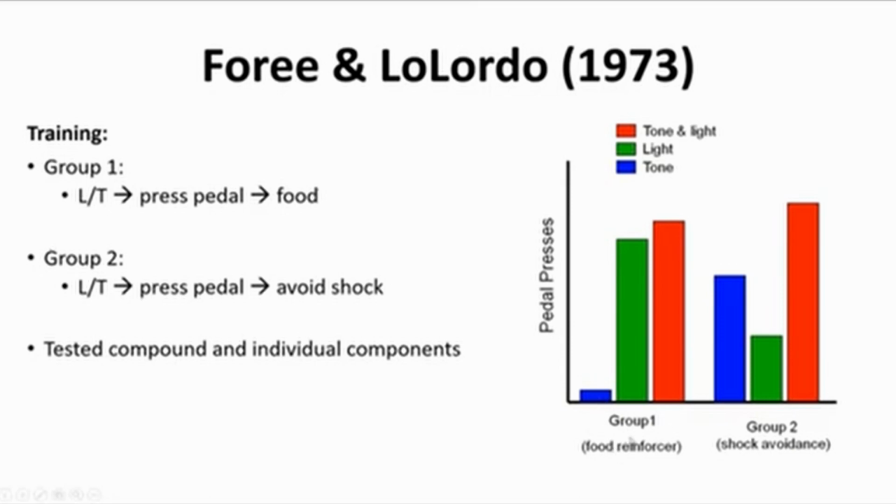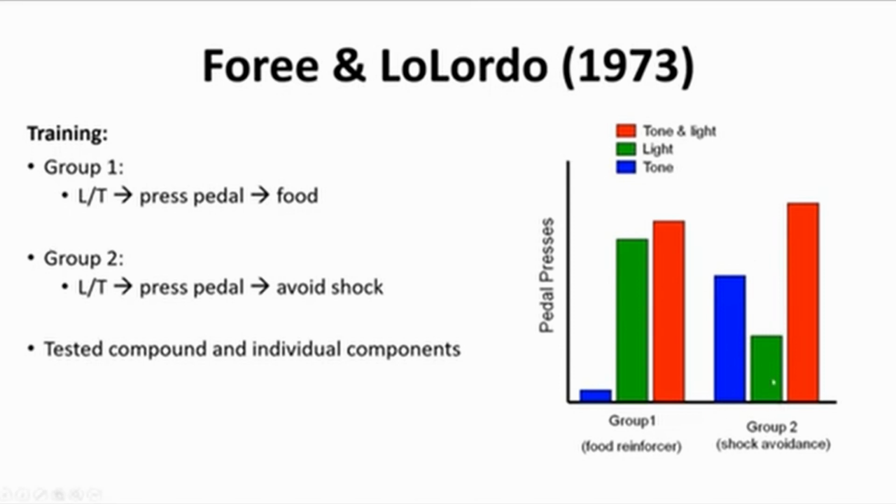And they found that group 1 with the food reinforcer would press the pedal more when there was a light present, but they didn't press it very much when the tone was present. So because of the delivery of food, they assumed that the light was the important part of that compound stimulus, and so they would press the pedal when the light was present, but they did not press the pedal when the tone was present. In contrast, the shock avoidance group ended up pressing the pedal more when the tone was presented than when the light was presented. So the tone was deemed the more relevant stimulus in that situation.